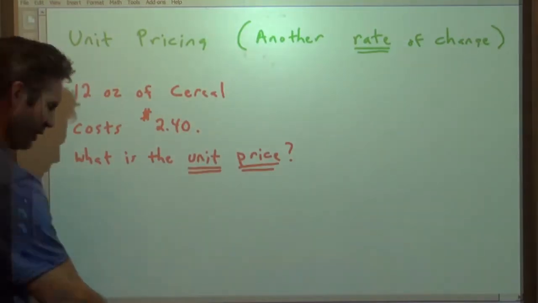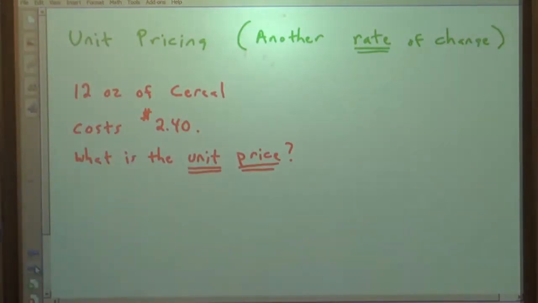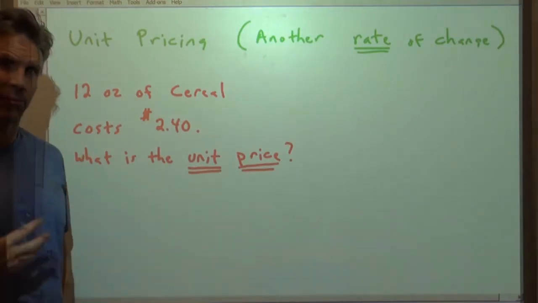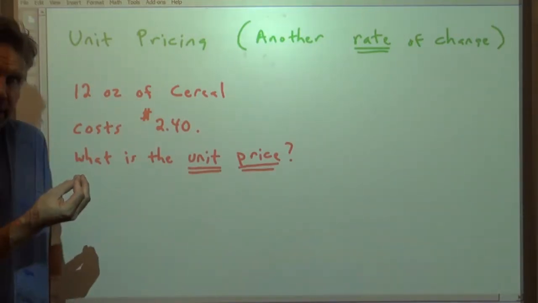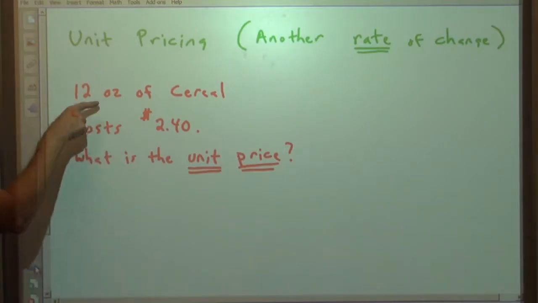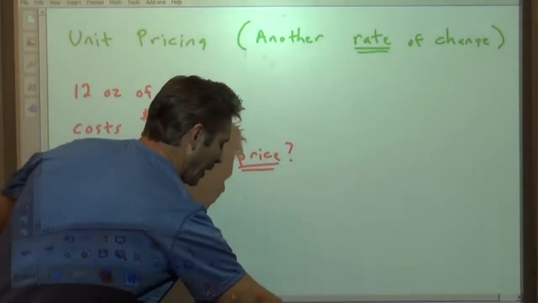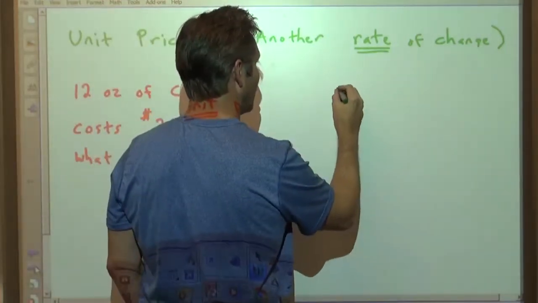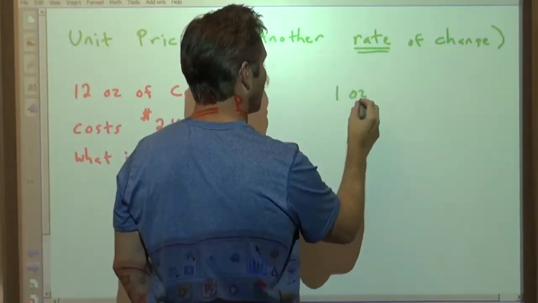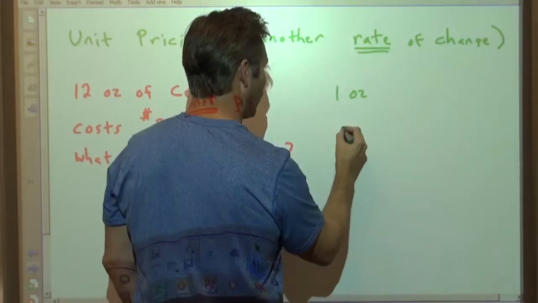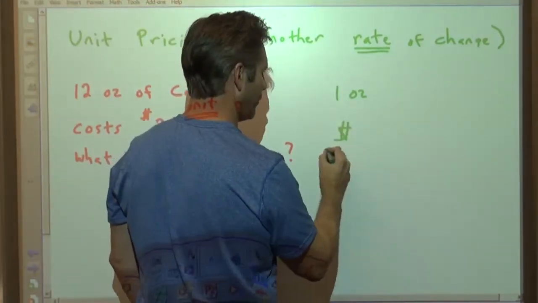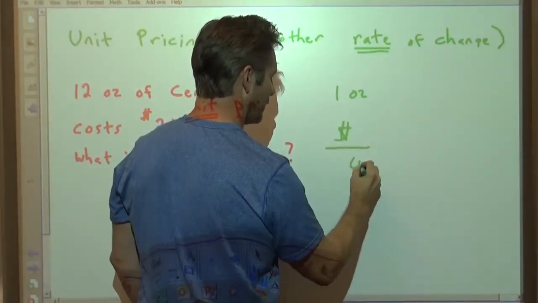All right, unit pricing. This is another rate of change, another slope. A box of cereal, 12 ounces, costs $2.40. What is the unit price? The unit price means we're dealing with how much that unit costs. How much is 1 ounce of cereal going to cost? So we're asking, 1 ounce of cereal costs how much money? So we're usually going to put dollars over the unit.